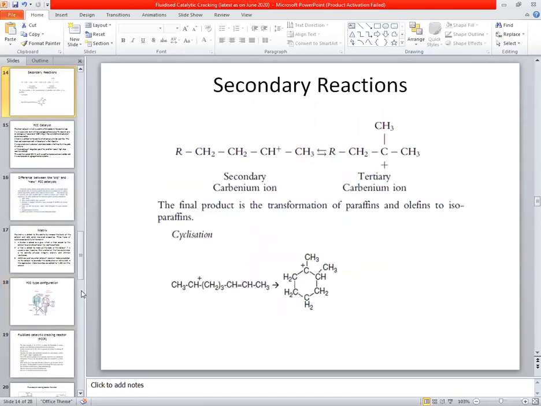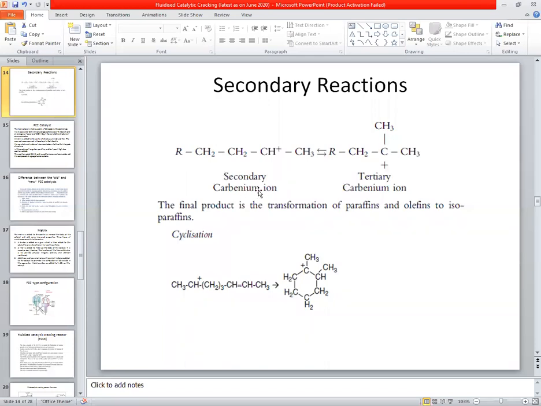The secondary reactions, as I told, we have to avoid, because due to secondary reactions, hydrogen transfer reactions occur and the gasoline yield becomes lower and lower. But unfortunately, we cannot avoid this reaction. See, the hydrogen transfer occurs here. No isomers, but here isomerization occurs.